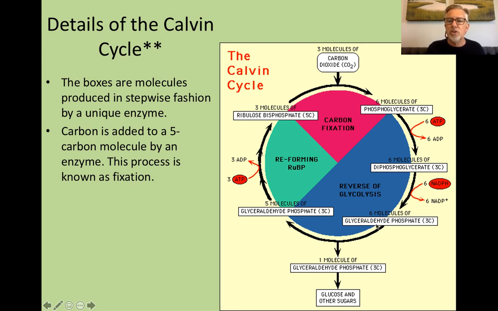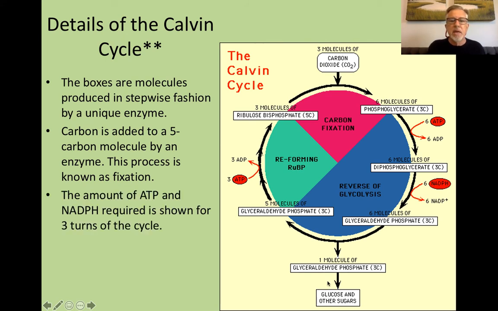Then in the next 4 steps, we have basically the reverse of glycolysis. ATP and NADPH are used to drive these molecular conversions. And you can see at the end, G3P is produced, and that is what can be drawn out of the cycle to make glucose and other sugars. Finally, this 3-carbon molecule has to be converted back into this 5-carbon molecule. So 5 molecules of this are converted into 3 molecules of that. That's a pretty neat trick. And then carbon dioxide can be added to them.